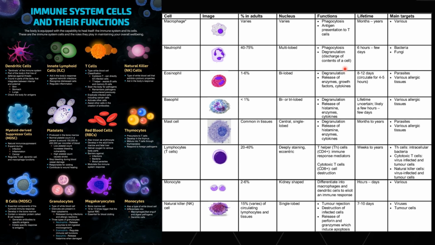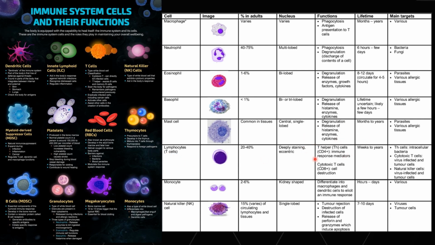So they discharge the content, they delete it, they disintegrate it, and then it is released as granules. Then we have eosinophils. They also lead to degranulation. They release enzymes, growth factors and cytokines. Then we have basophils. They also lead to degranulation. They release histamine, enzymes and cytokines. Then we have mast cells. They also lead to degranulation. They release histamine, enzymes and cytokines.